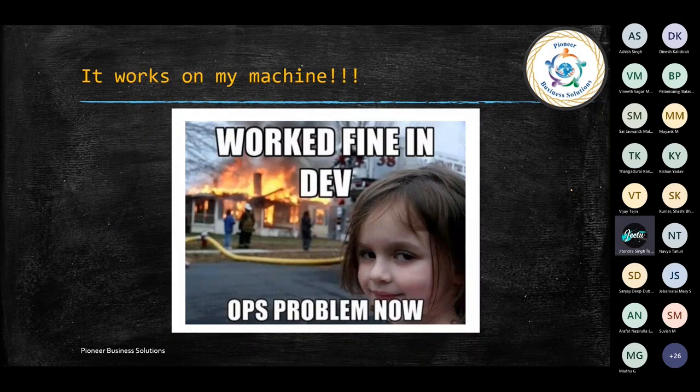Dev says it works on our machine, but Ops says that's the Ops problem now. This is a very common issue in the IT environment. Just to explain in one single example, say you are using Windows 10, maybe the downgraded version, and the client or the other person is using Windows 10, the upgraded version, which is completely up to date. The versions will differ. So in that case, the moment you transfer your application, it will stop working. These things happen generally in the IT environment.